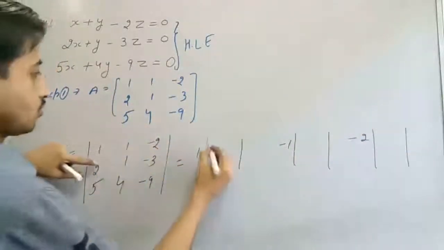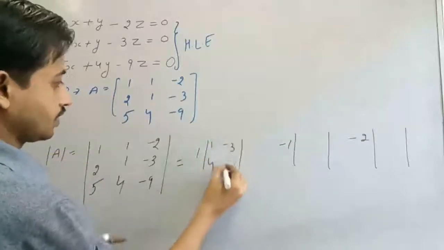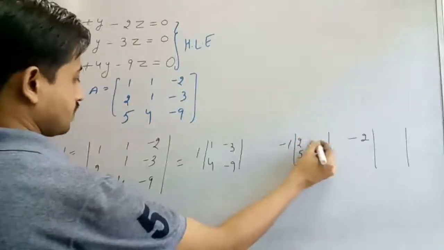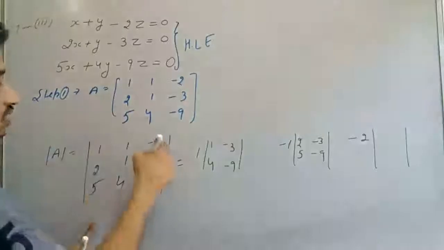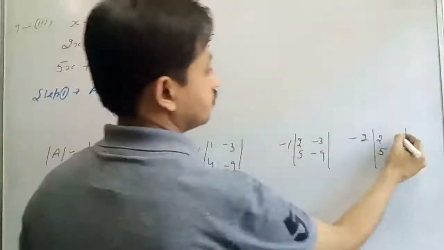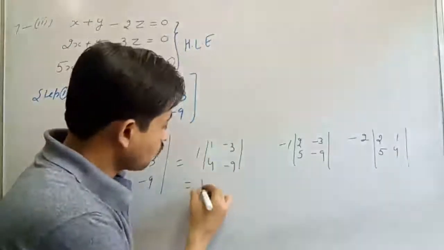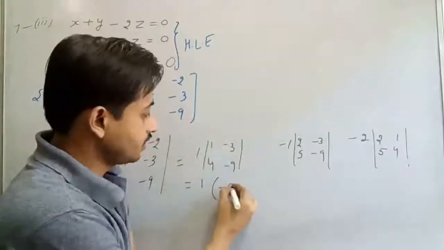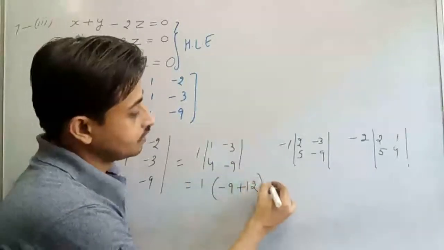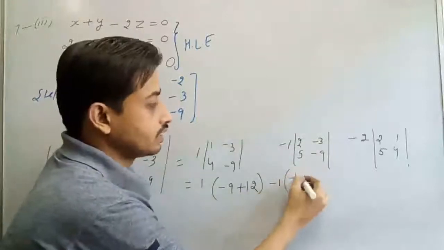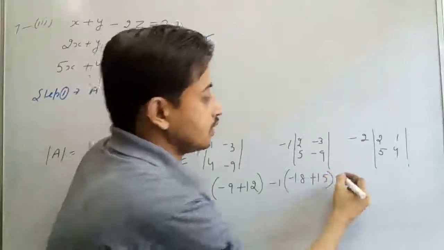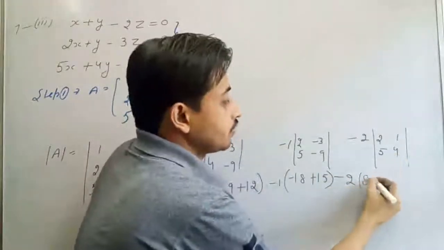Remove first row, first column, we get 1, 4, minus 3, minus 9. Remove first row, second column, we get 2, 5, minus 3, minus 9. Remove first row, third column, we get 2, 5, 1 and 4. Now solve this. 1 into 9 into 1, minus 9, minus 4 into minus 3, minus 12. So it becomes plus 12. Minus 1, minus 9 into 2, minus 18, minus 5 into minus 3, we get plus 15. Minus 2, 2 into 4, 8, minus 5.